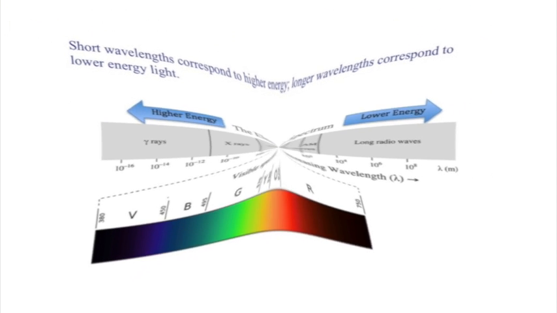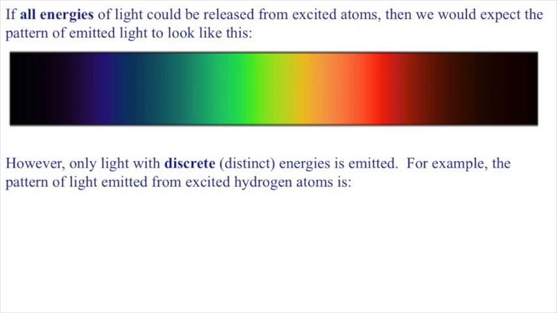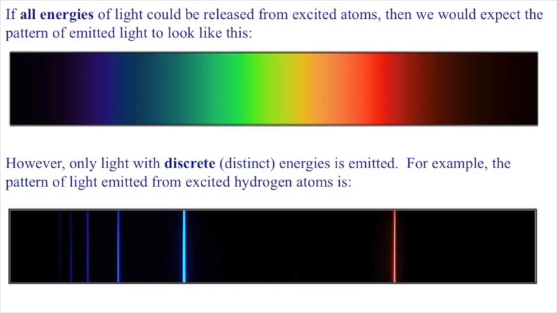Now let's go back to considering the light that's emitted from excited atoms. If all energies of light could be released from excited atoms, then we'd expect the pattern of emitted light to look something like you see here. However, this is not what's observed. Only light with discrete or distinct energies is emitted. For example, the pattern of light emitted from excited hydrogen atoms is shown in the bottom of this view graph. Note that only certain colors or energies of light are emitted.